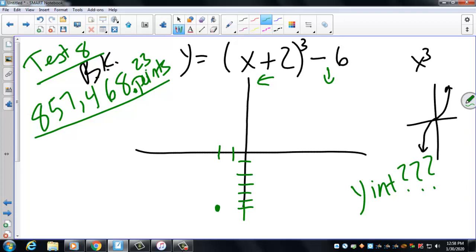Is it 6? It is not 6. Where does it cross the y-axis? Would you subtract that? 0, 2. The y-axis, not the x-axis. 0, 2.